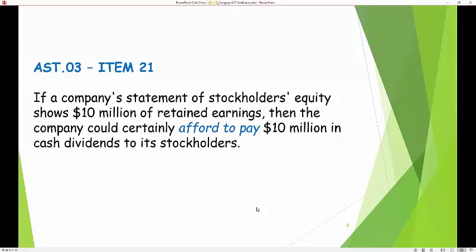Item 21. If a company's statement of stockholders' equity shows $10 million in retained earnings, then the company certainly could afford to pay $10 million in cash dividends to its stockholders. This is a repeat of an earlier question. Retained earnings are not cash. The company can only pay dividends if its cash balance is big enough. The cash balance may be more or less than the amount of retained earnings. Retained earnings is a reserve. Cash represents the amount a company can spend.